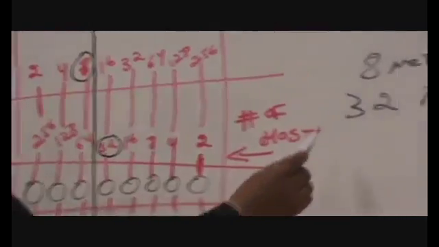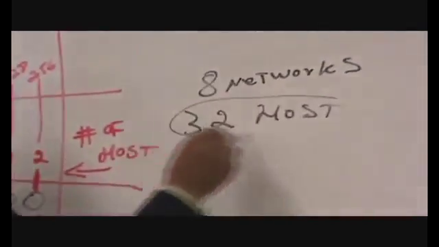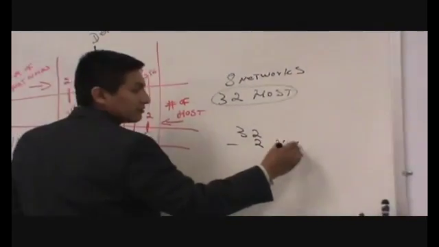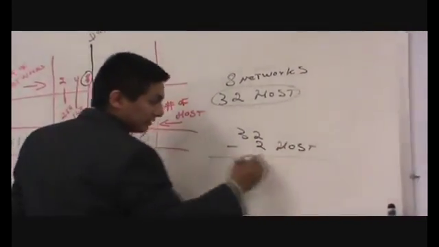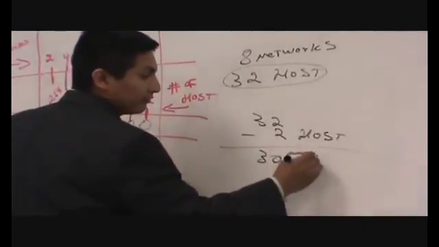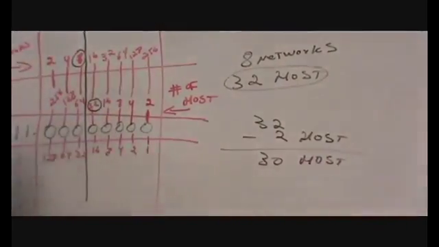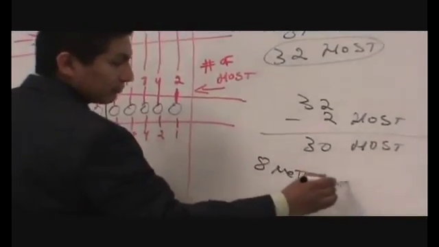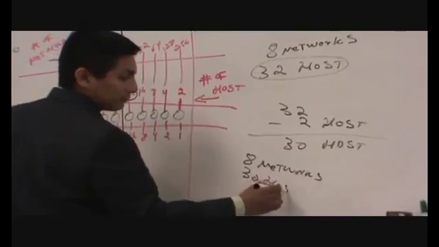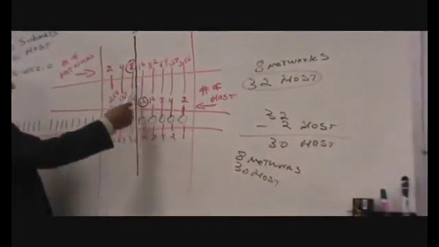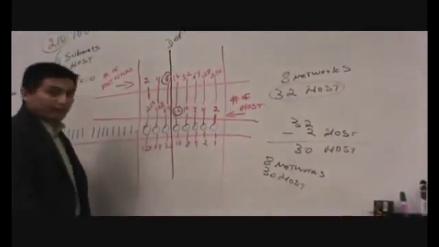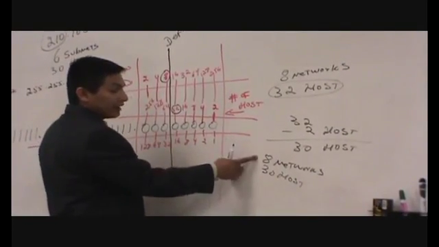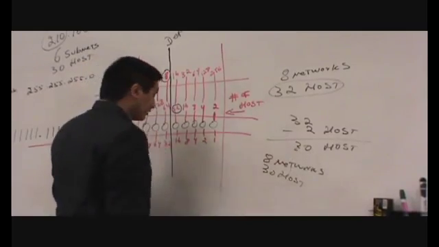Now, to the number of hosts, 32, we're going to deduct 2 hosts, because we always deduct 2 hosts. I'm going to explain why here in a minute. And my total number of hosts is 30 hosts. My total here is 8 networks and 30 hosts. For those of you who used to network the old-fashioned way, you used to deduct 2 networks from here. We don't do that anymore. So we have 8 networks and 30 hosts. We only deduct the hosts.